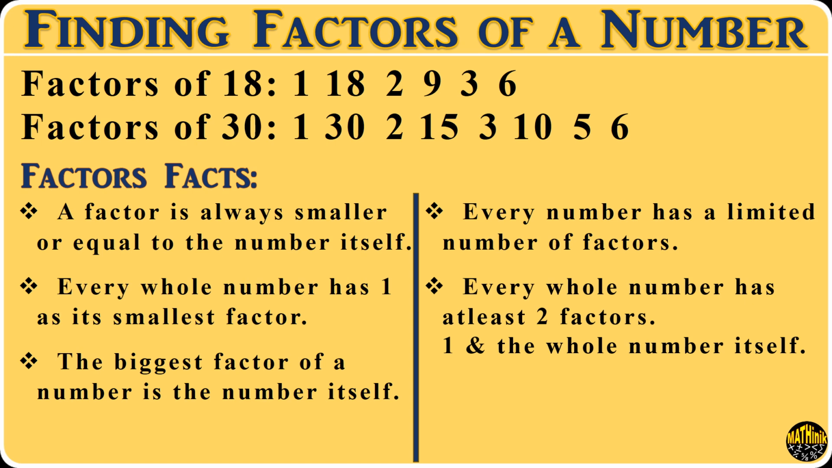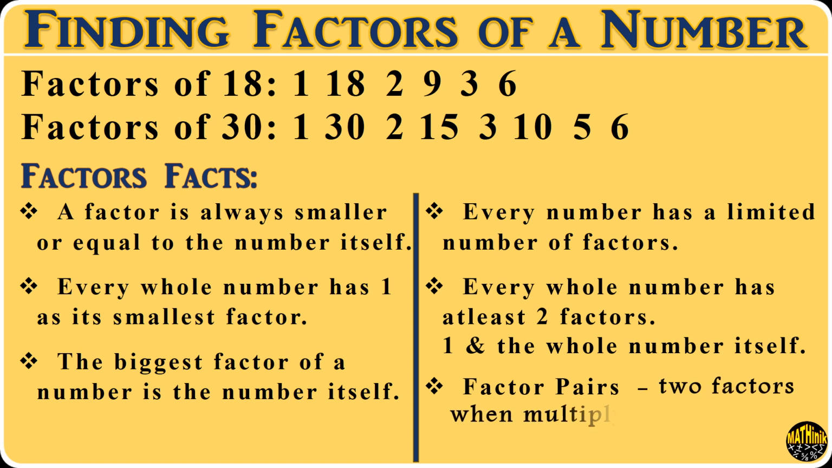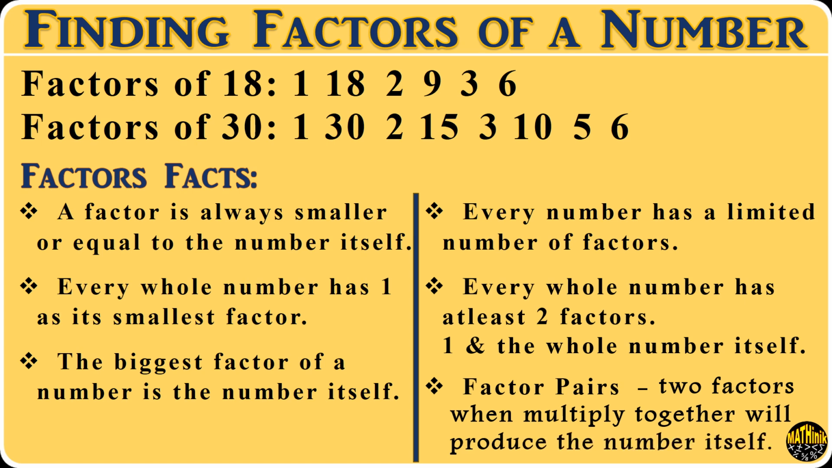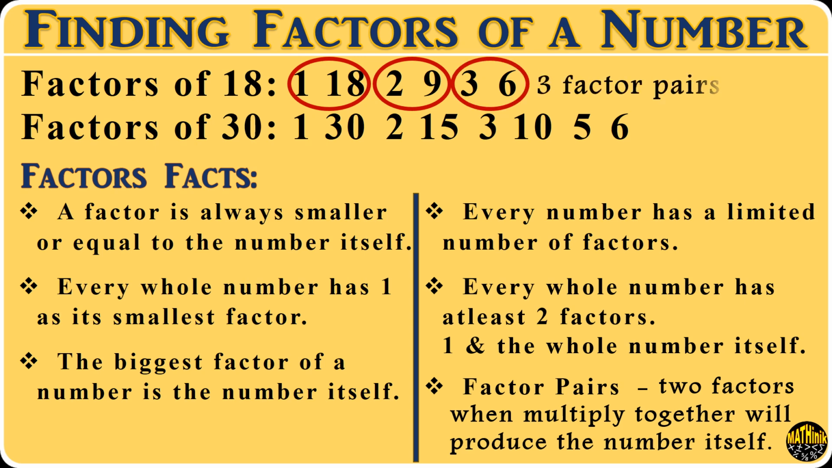Our sixth and last fact about factor is called factor pairs. These are two factors that when multiplied, we will get the number as the product. In our first example, which is 18, 1 times 18 is 18. 2 times 9 is 18 also. And 3 times 6 give us 18 as well. Its factor pairs are 1 and 18, 2 and 9, and 3 and 6. So for 18, we have 3 factor pairs.